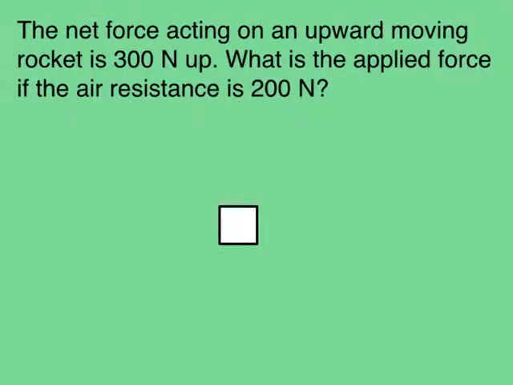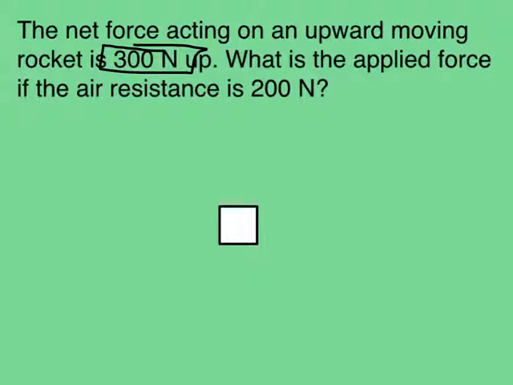Here we see an example that describes an upward moving rocket. So this is an object that has a motion that's in the upward direction. That doesn't go directly onto our free body diagram, but it does help us determine some of the directions of our forces. It says the net force acting on this object is 300 newtons up. So I'm going to make a note, net force 300 newtons. That's important to remember. You're asked to figure out the applied force if the air resistance is 200 newtons.